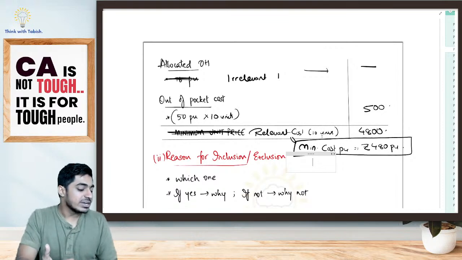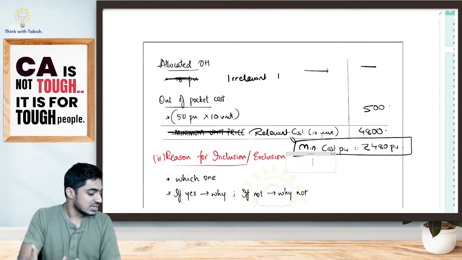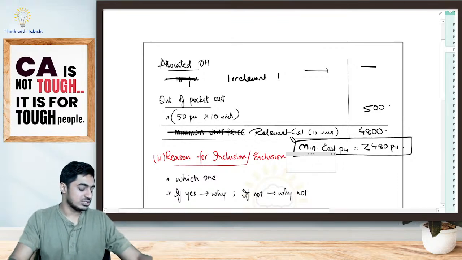Yes, next, other material cost 80 rupees per unit into 10 units. Next, what else is there? Everything we have written. That is what the question is all about.